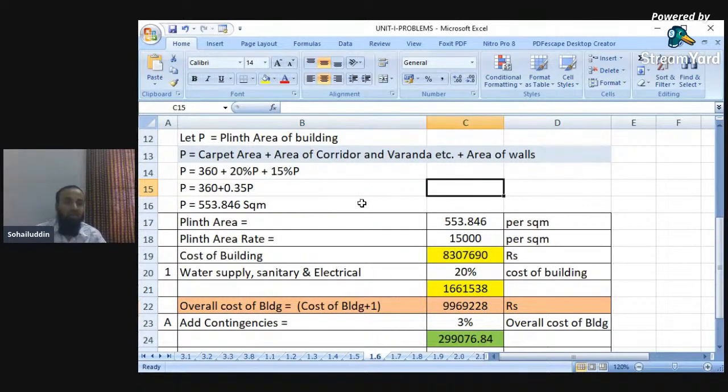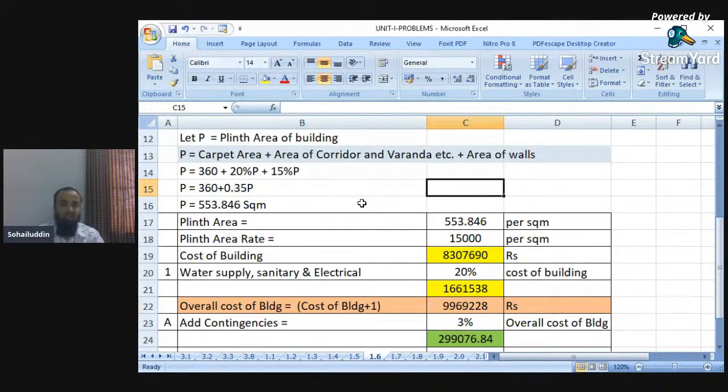Next is total plinth area, simple plus minus. The plinth area required in square meters is 553.846 square meters. As we have seen in last problems also, the same problem has been repeated. Depending upon this problem, we will solve some more problems with some different concepts. So plinth area is 553.846 square meters.